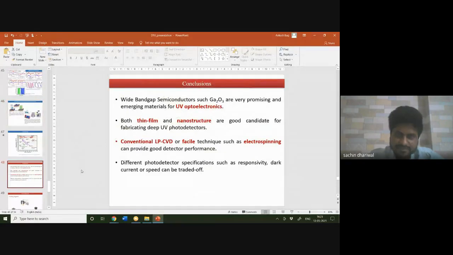And also, you discussed how the gallium oxide material can be doped using tin, and how the conductivity can be increased by that. So overall, I hope with this particular talk, the participants would have got more insight into wide band gap semiconductors for photo detection applications.